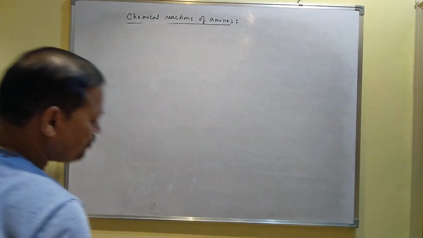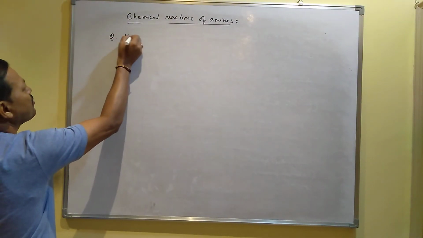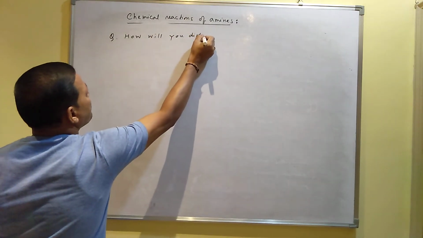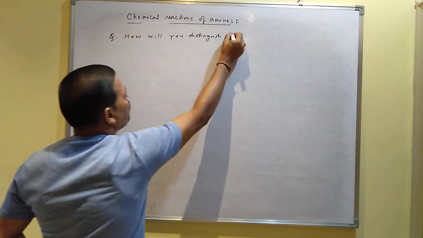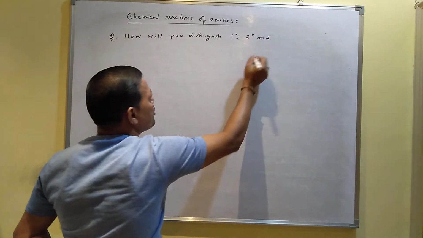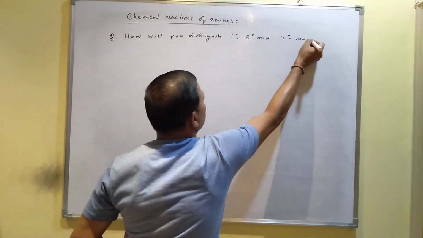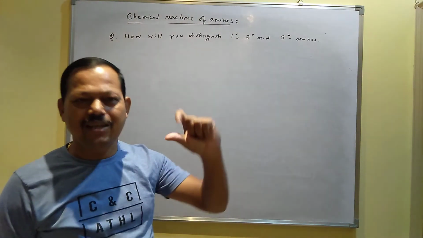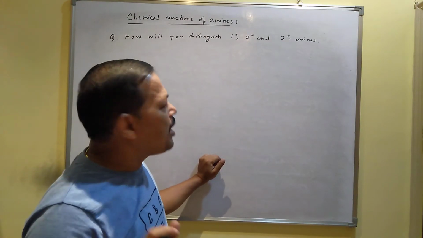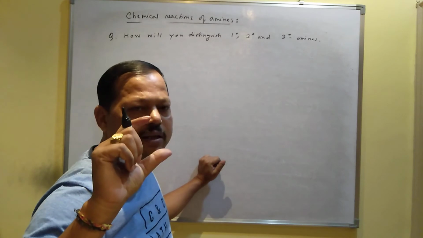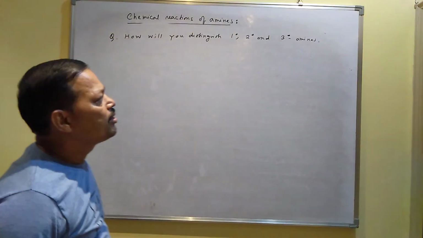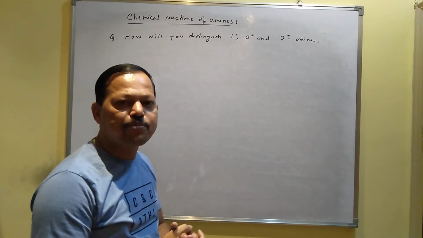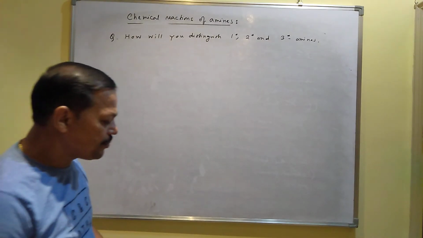Now I will give you one question. How will you distinguish primary, secondary and tertiary amines? See, suppose someone provides one amine in a test tube, and asks you to identify whether the amine is primary, secondary or tertiary. So how to find this out? By doing some tests you can find out whether your amine is primary, secondary or tertiary.